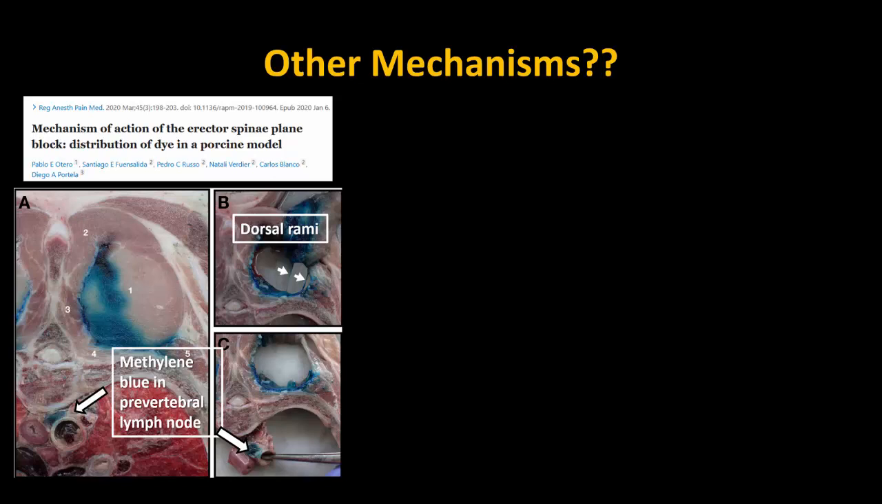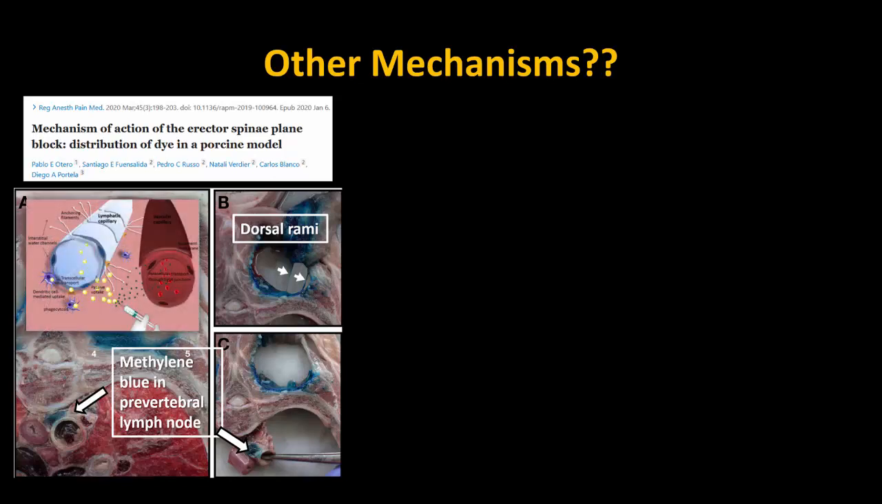There are other esoteric mechanisms that have been put forward, which I must say as yet seem implausible. Now, one is an immunomodulatory mechanism based on the observation from our porcine studies. The investigators performed ESP blocks with methylene blue in live pigs, which were then sacrificed. And what they found was dye spread to the dorsal rami, but also to prevertebral lymph nodes. It's true that there's been recent interest in lymphatic drug delivery as a therapeutic modality. However, I think it's unlikely that any anti-inflammatory or immunomodulatory effect can account for the acute and rapid pain relief that is observed with fascial plane blocks.